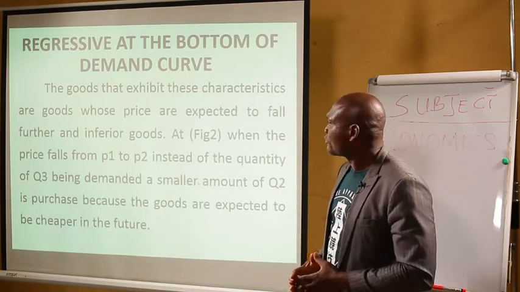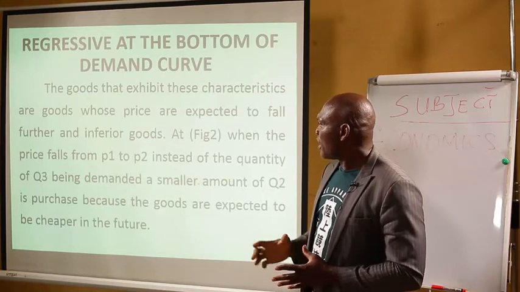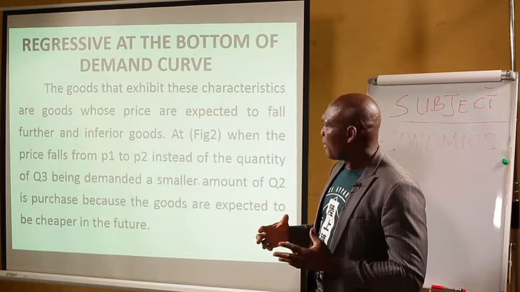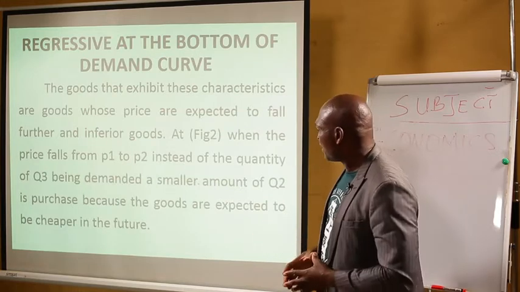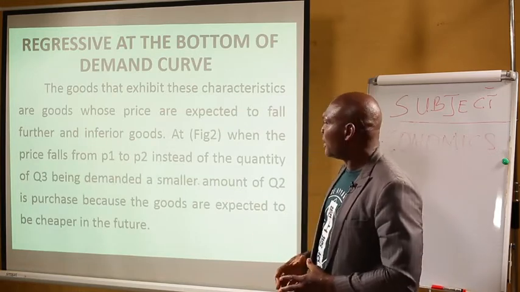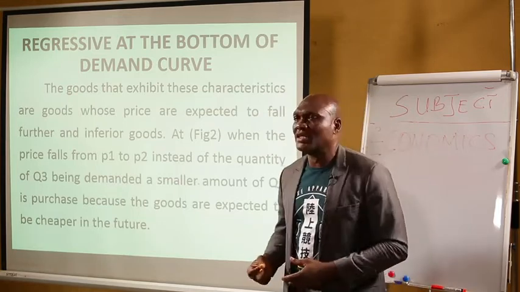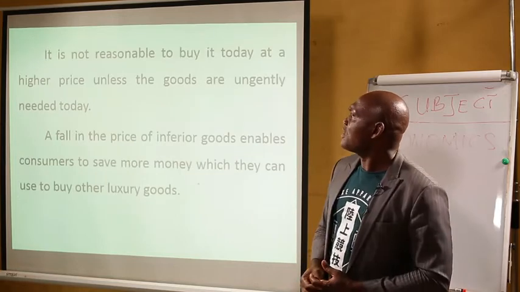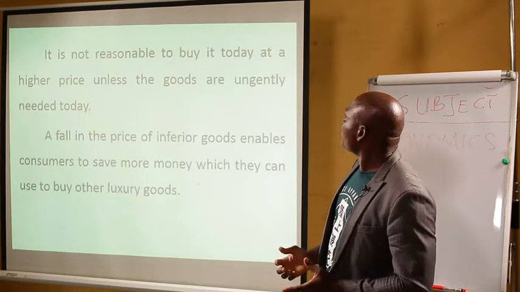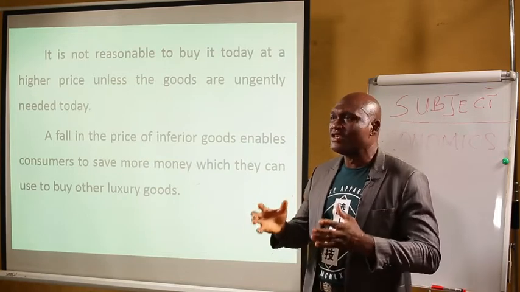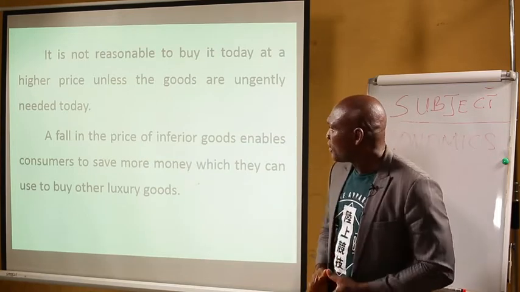In figure 2, when the price falls from P1 to P2, instead of the quantity Q3 being demanded, a smaller quantity Q2 is purchased because the goods are expected to be cheaper in the future. It's not reasonable to buy it today at a higher price unless the goods are urgently needed today. That is for inferior goods.